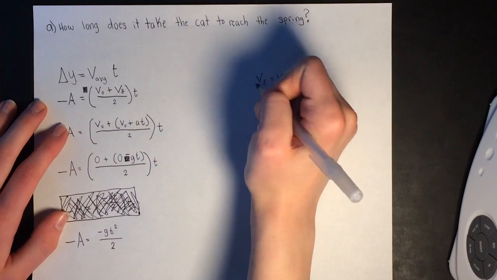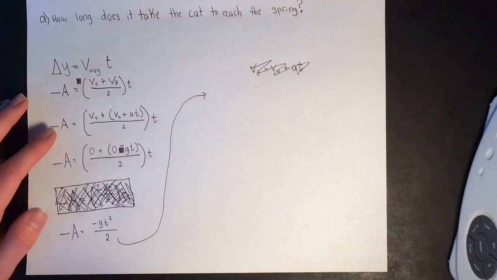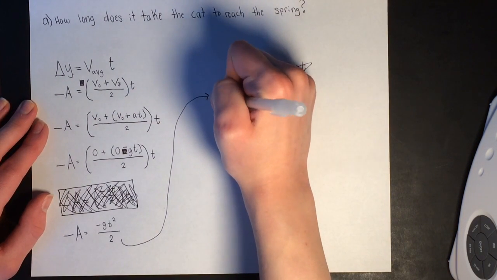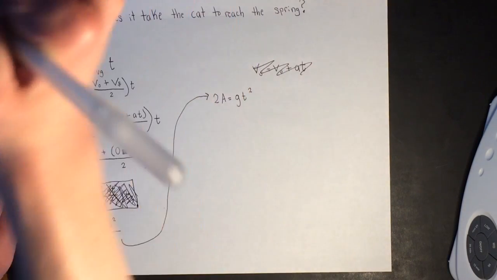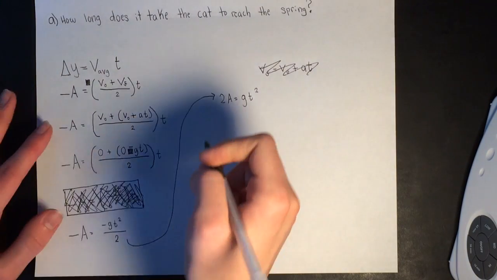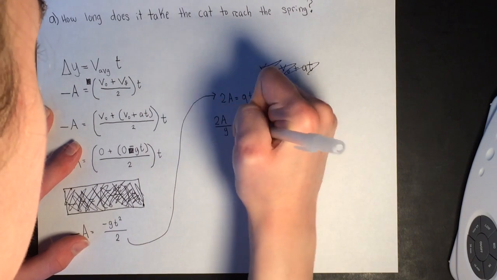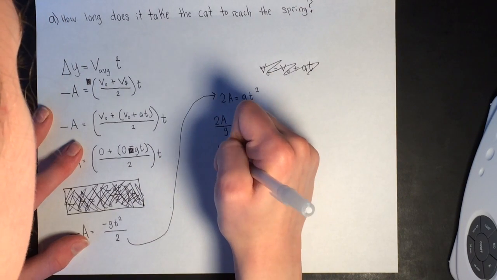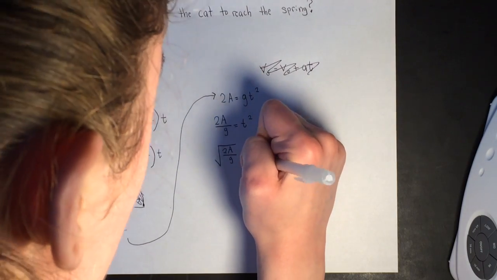Now let's continue over here. We don't need this anymore. So if we multiply both sides by negative 2, we can get 2A equals gt squared. And we can divide both sides by g because we're trying to solve for time here. 2A over g is equal to t squared. And then taking the square root of both sides, the square root of 2A over g is equal to t.